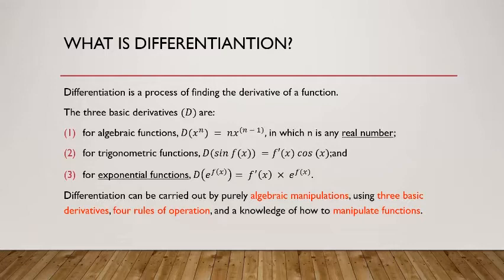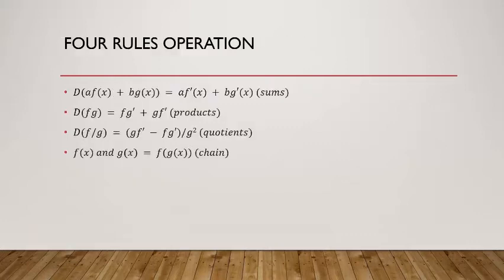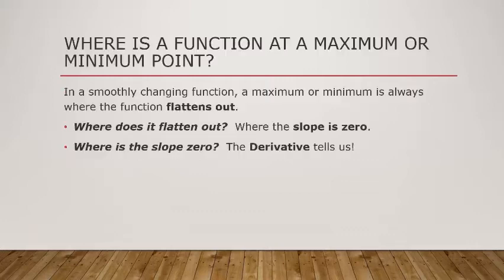Differentiation can be carried out by purely algebraic manipulation using three basic derivatives, four rules of operation, and a knowledge of how to manipulate functions. These are the trigonometric function list. The four rules of operation are the sum rule, the product rule, the quotient rule, and the chain rule.